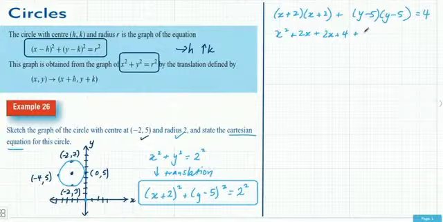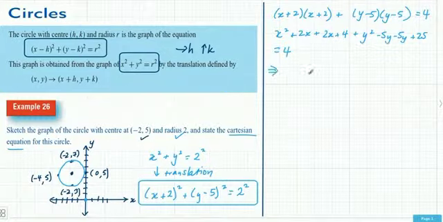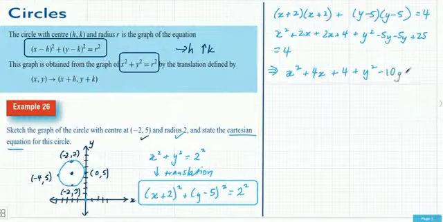And then again, we've got the y squared minus 5y minus 5y, and then plus 25 equals 4. And then what we want to do is group together your similar terms. So you've got your, I'll just put an arrow, so we've got x squared, we've got 4 x's, we've got a 4 on its own, we've got a y squared and 10 y's, a 25 on its own equals 4.